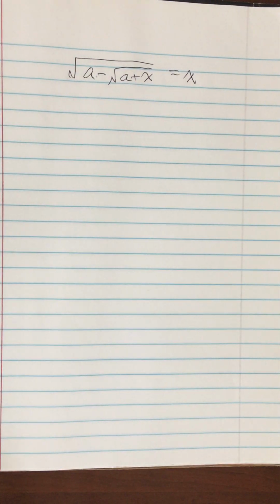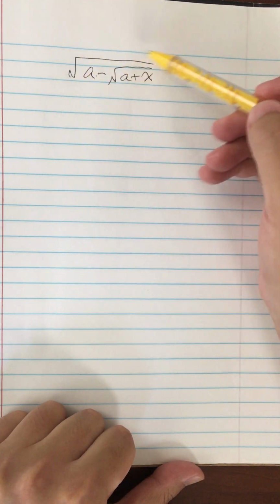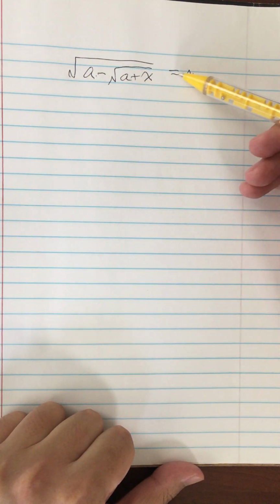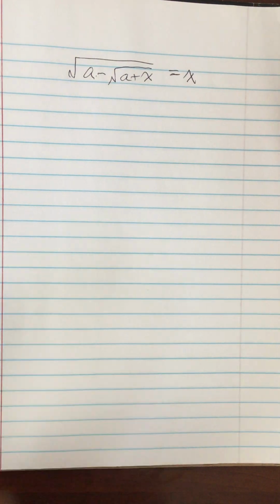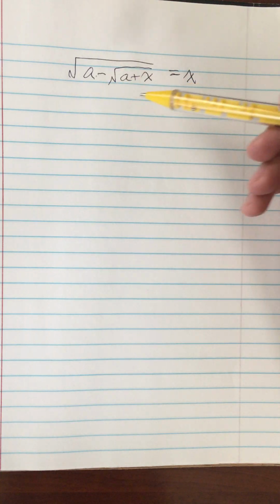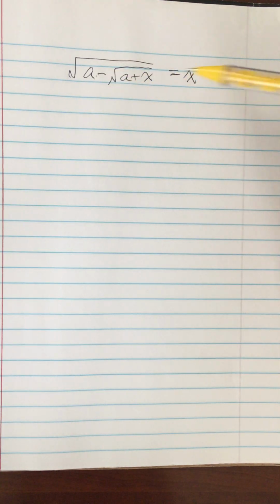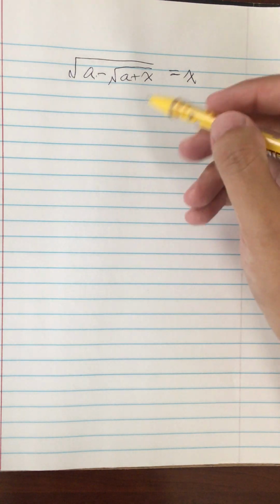Let's try to solve this equation with a double square root on the left-hand side, right? Square root of a, subtract square root of a plus x, equals x. One direct way of solving this kind of equation is to square both sides, but you have to square both sides twice, and then you end up with x to the fourth power. It's going to be a fourth order equation.